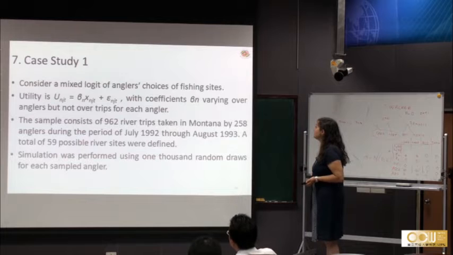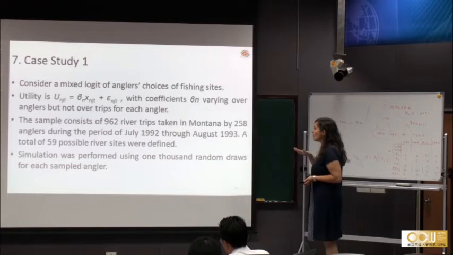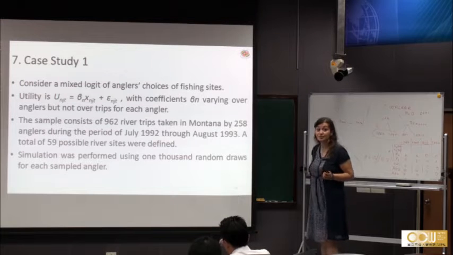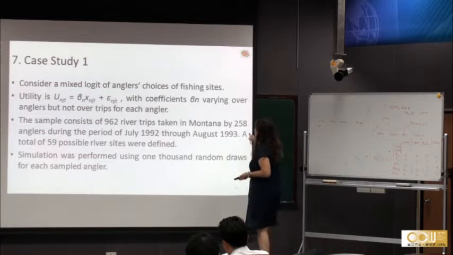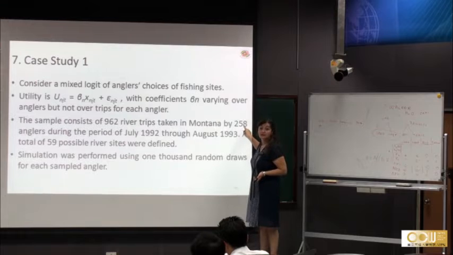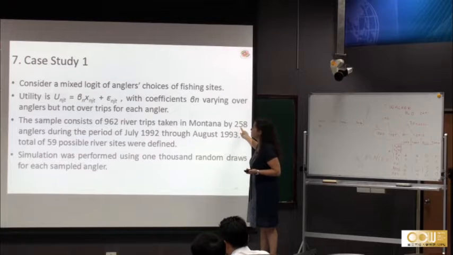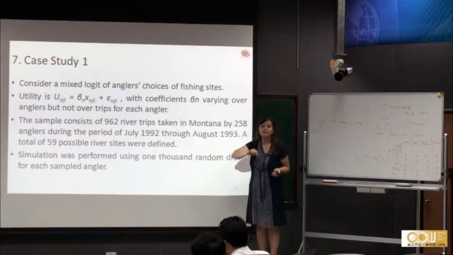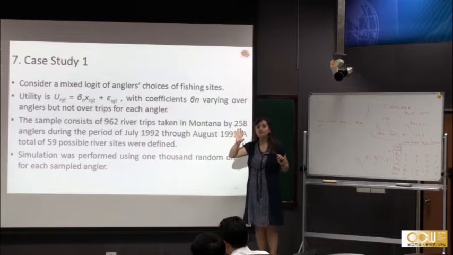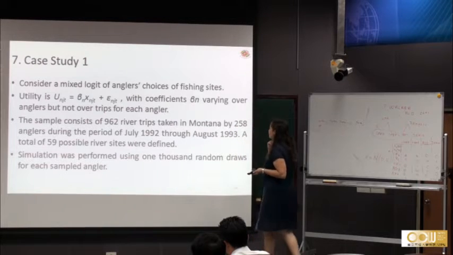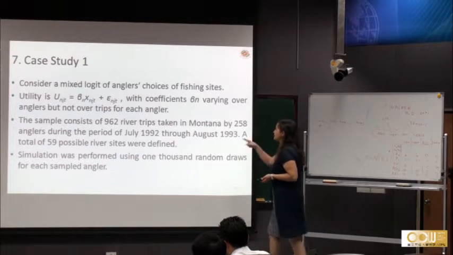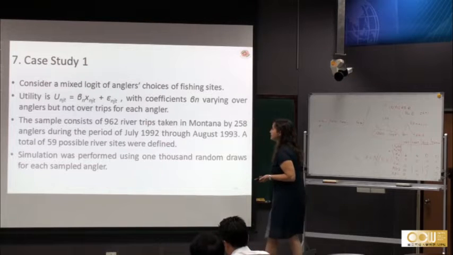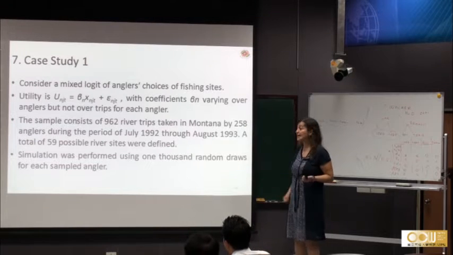And he has almost 1,000 trips taken in Montana, so this is stated preference. You see that each individual gave more than one response. Each gave about 3 responses. So you have a kind of a panel effect here. And he has 59 possible river sites that were identified, so 59 alternatives.